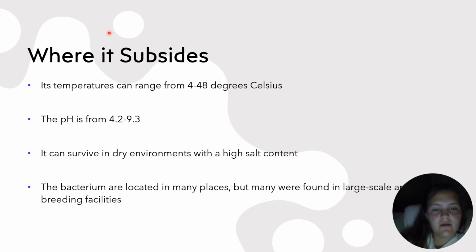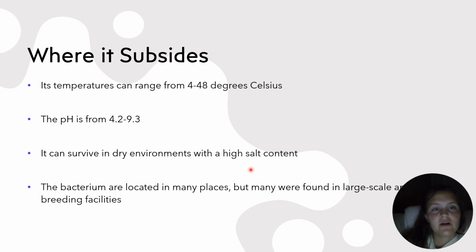So this bacteria can subside in many different locations and areas. So its temperatures can range from 4 to 48 degrees Celsius. The pH is from 4.2 to 9.3, so a very wide range between the two. It can be found in many different areas. It can survive in dry environments with a high salt content. So this bacteria can withstand extreme dehydration.